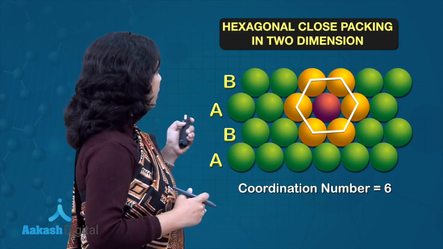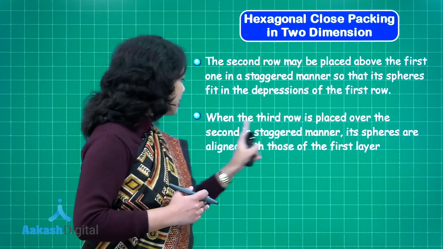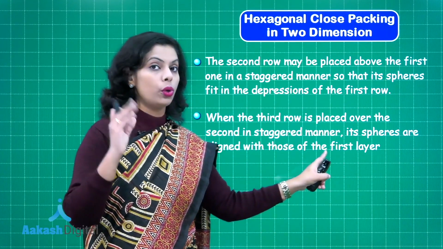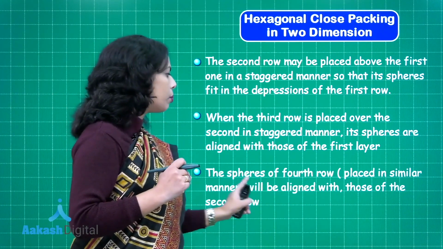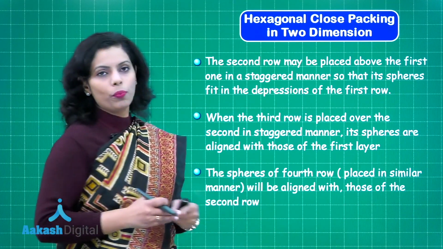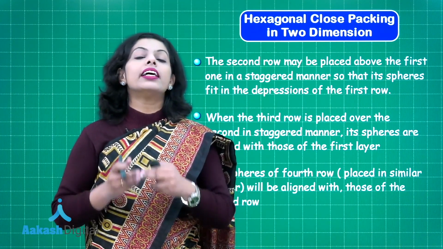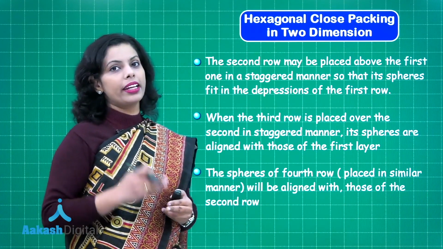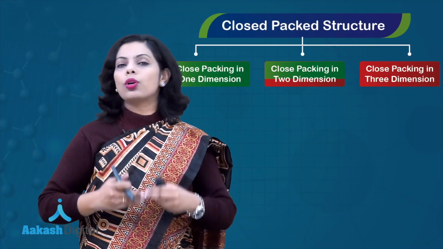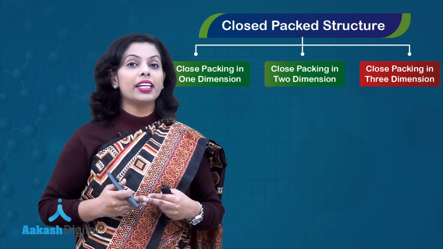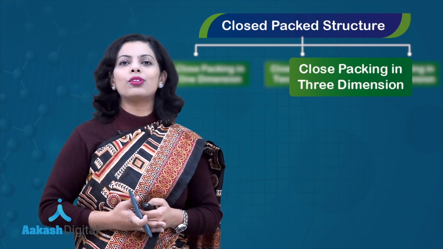Now after this, we can say that when the third row is placed over the second in a staggered manner, its spheres are aligned with those of the first layer. I have already told you. And second, the spheres of the fourth row placed in a similar manner will be aligned with those of the second row. These points I have already told you. I hope square close packing in 2 dimension and hexagonal close packing in 2 dimension is clear to you. Till now we have discussed close packing in 2 dimension. So what is the next point? The next point is close packing in 3 dimension. So let us move towards that part.